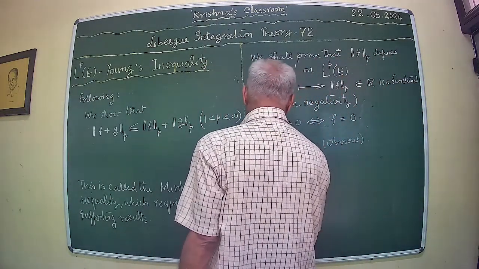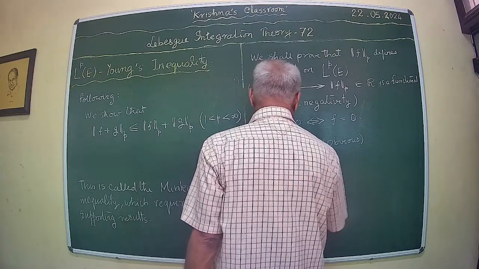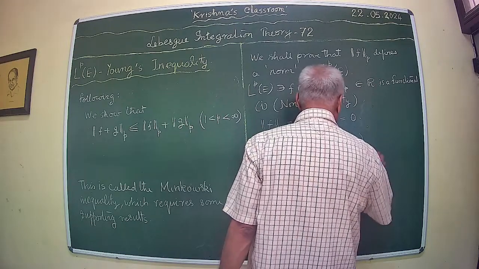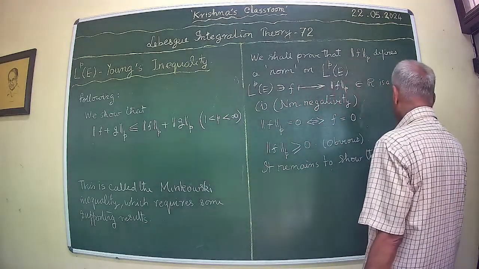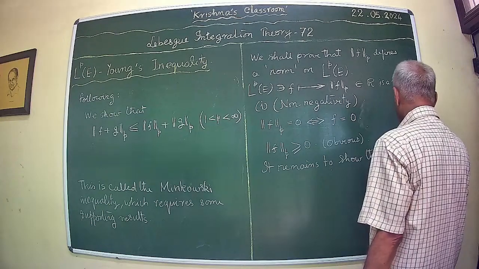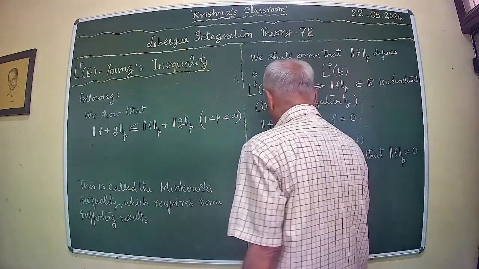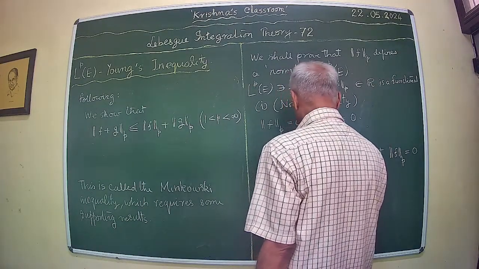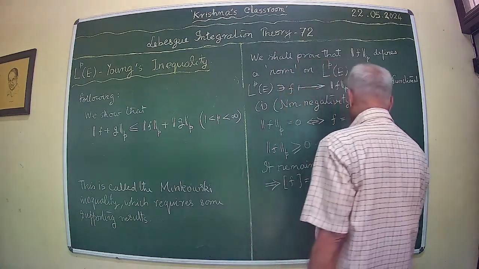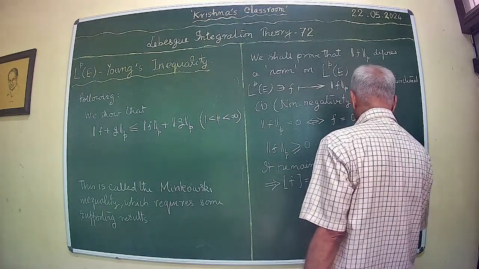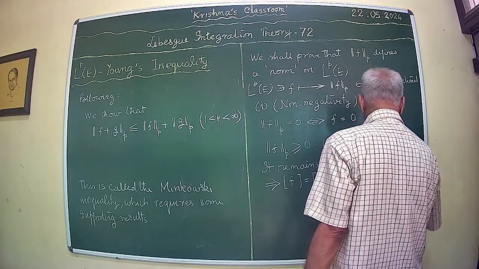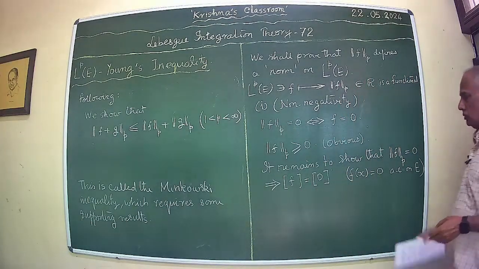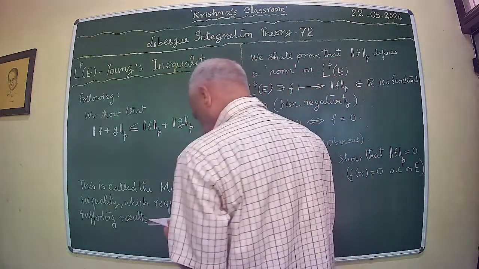Now it remains to show that norm F P equal to 0 implies that is Fx, which is the 0 element. Okay, so let's prove this.